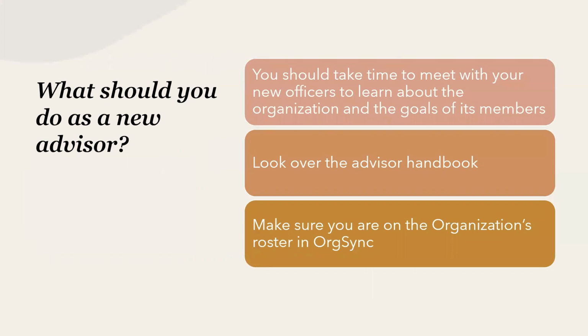So what should you do as a new advisor? The first thing you should do is take the time to meet with your new officers and learn about the organization and the goals of its members. You also can look on our website, which has an advisor handbook to help with different areas of being an advisor. And then you must make sure that you are on your new OrgSync, which is our online platform that we have all our organizations on. Just make sure that you're listed as their advisor so you can get all the requirements and all the forms that they need as a student officer that they send you.